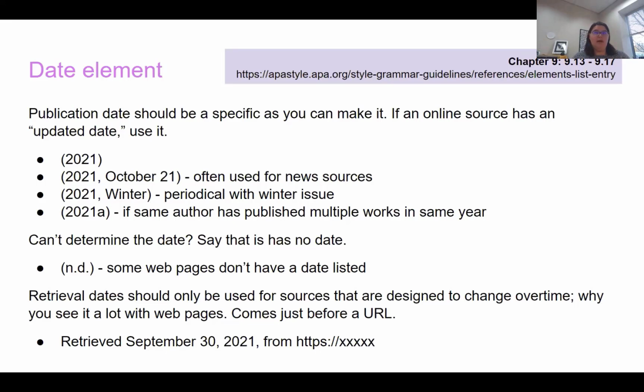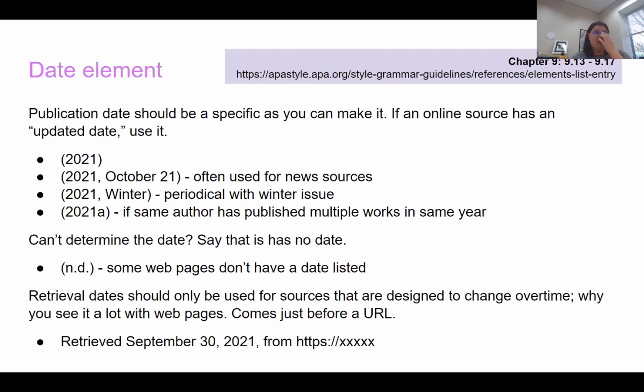And then if you have an author that has multiple works published in the same year, you're actually going to use a lowercase letter a, b, c, d, so on and so forth, to differentiate between those different dates. Okay. Now, if you can't determine the date, a lot of web pages don't have a date listed or really easily found, you can say that with the notation n period d period, standing for no date.